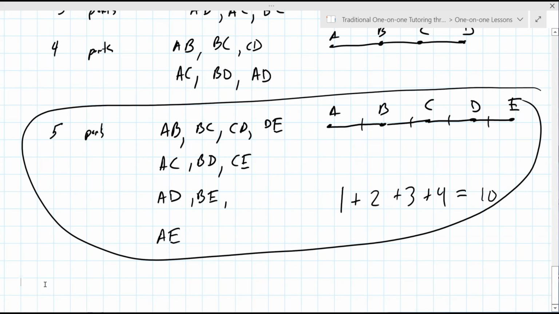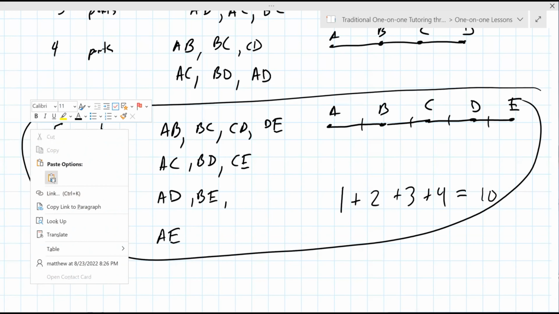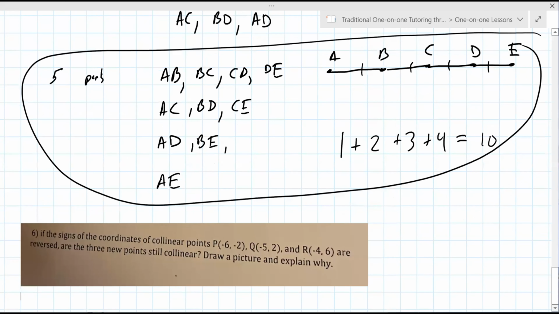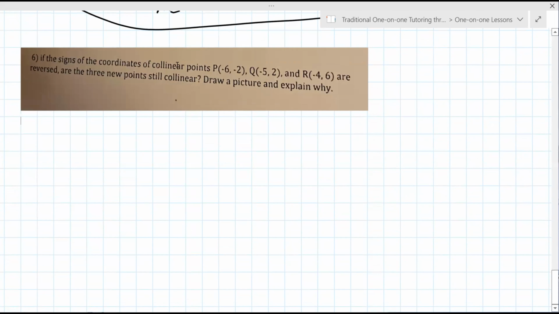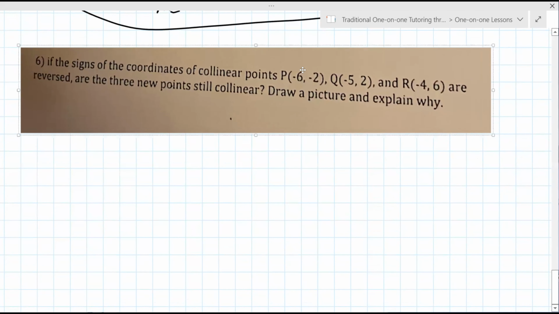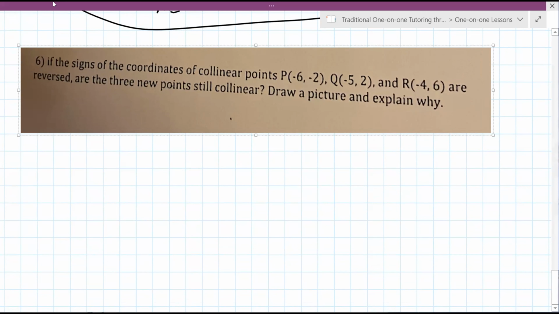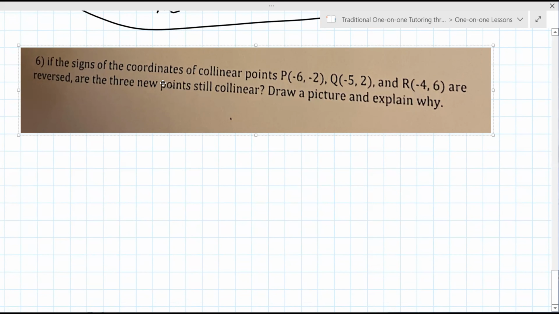Okay, got it down. All right, so we're up to the last question on this one. It says, if the signs of the coordinates of collinear points -6, -2, -5, -6, comma, -2, -5, comma, 2, and -4, comma, 6 are reversed, are the 3 new points still collinear?